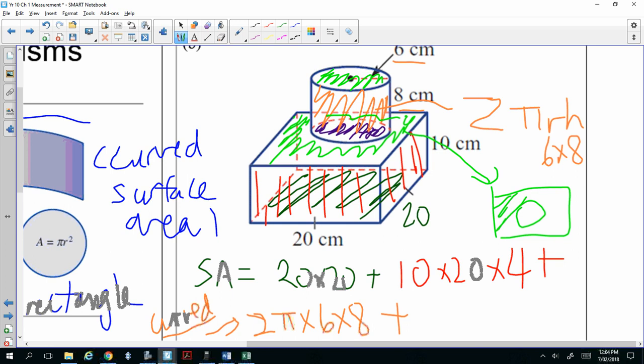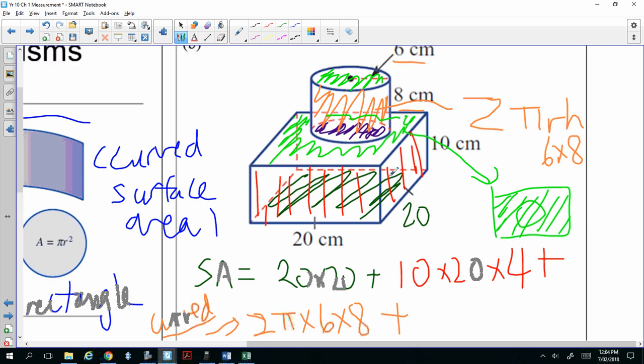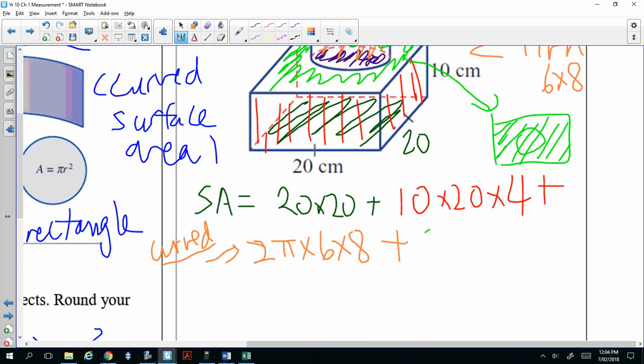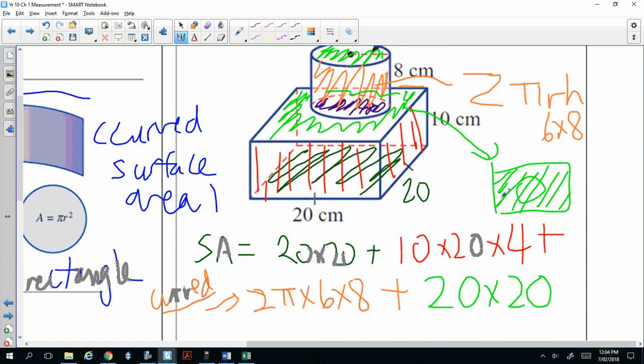So you don't have to calculate the area of the circle. You just find the area of the whole rectangle, which is 20 by 20. Get the idea? So you don't need the area of the circle. It's inside the whole rectangle or the square. So that's the final answer.